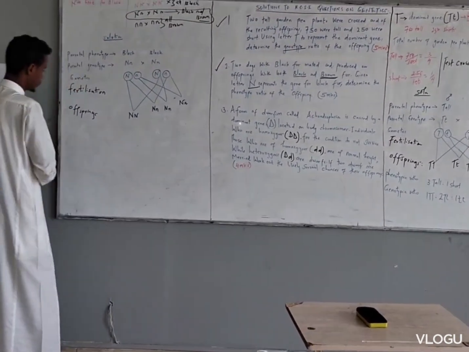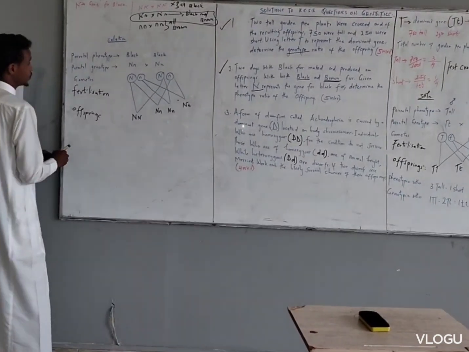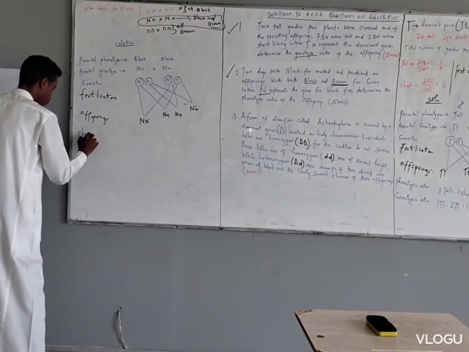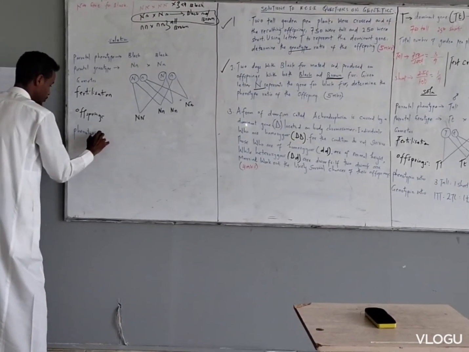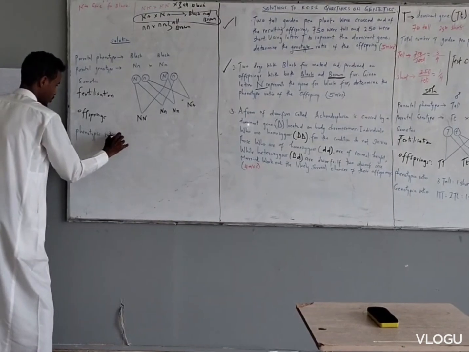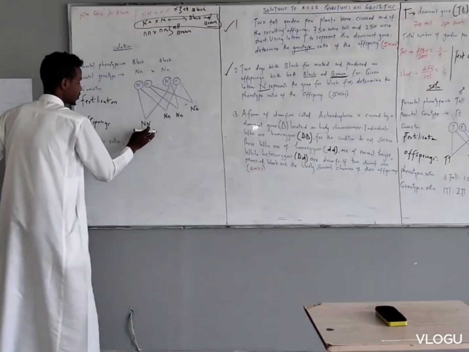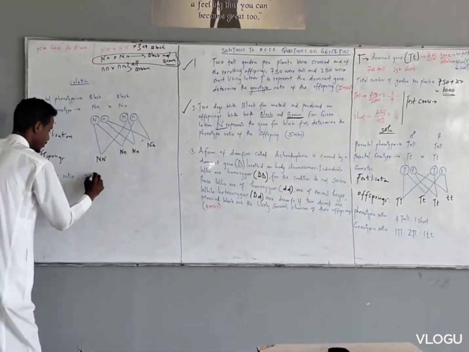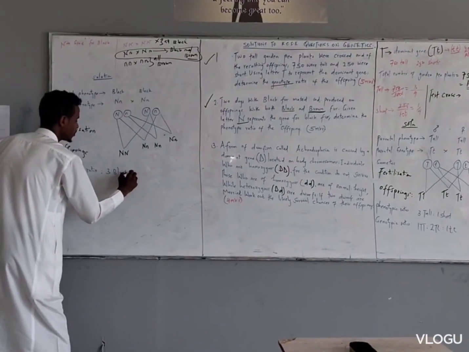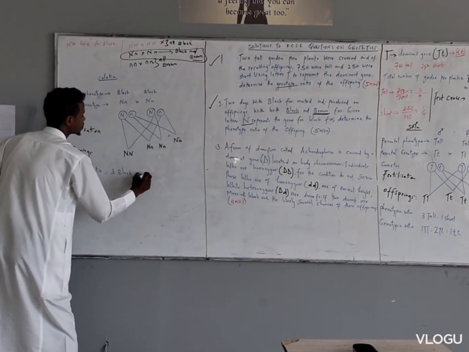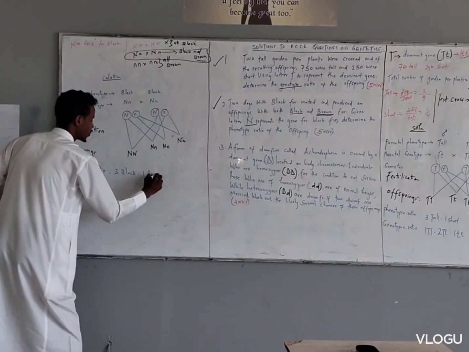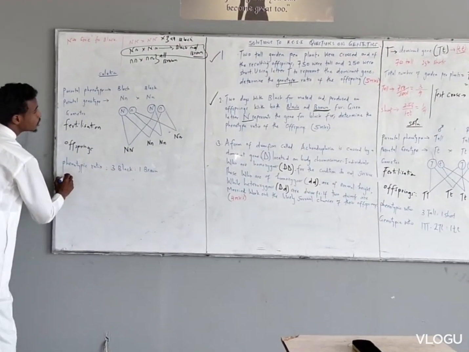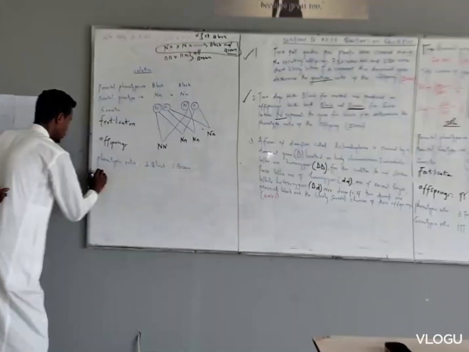Phenotypic ratio. Let's look at the phenotypic ratio. Here, all these are black. Three black, one brown. Genotype ratio. Phenotype ratio.